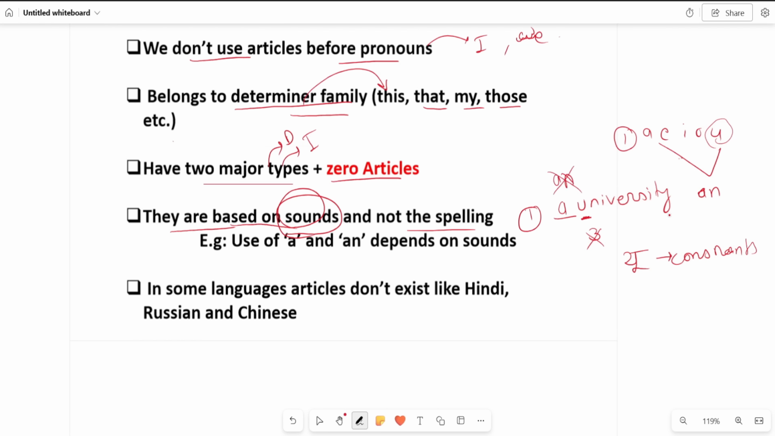So that is something very clear by this rule. That's the reason these articles are based on sounds. We have to understand sounds and not the spelling. So can you tell me what we will use here for MLA? Can you recognize the sound now rather than spellings? Yeah, so do that and tell me in the comments.